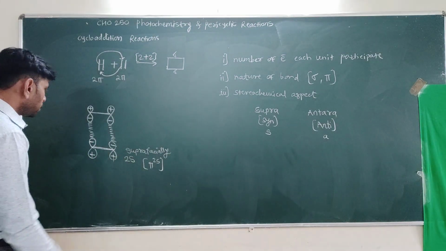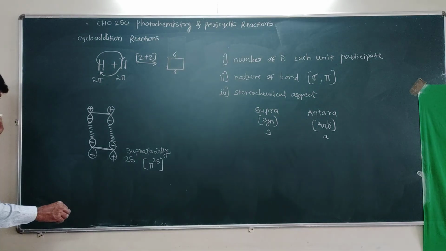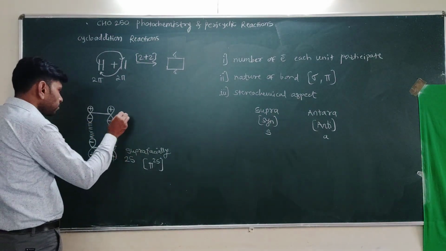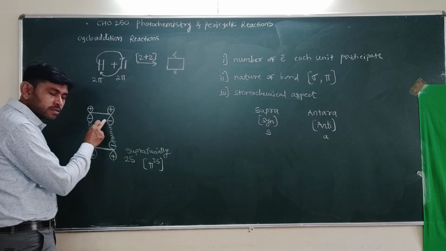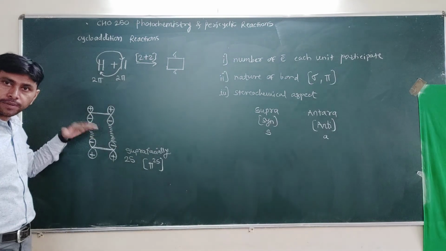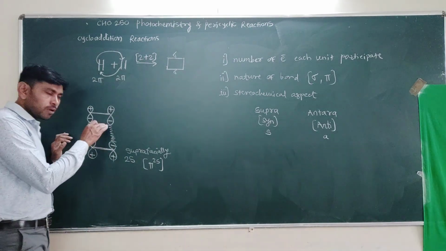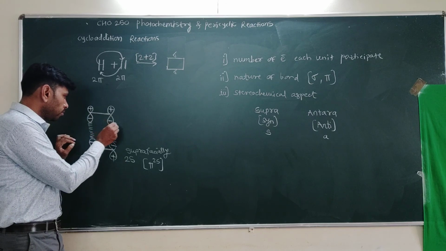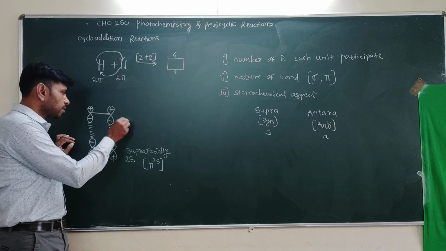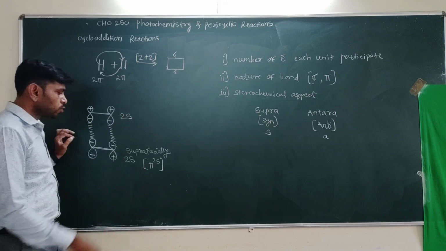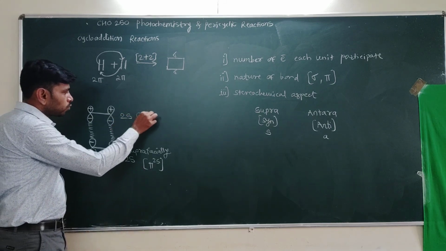Okay. Now in a similar manner, this other 2 pi electron system, both the lobes are from the same side, either below or above. But here below lobes are used. So these are lobes from the same side. So this also acts suprafacially. So we can write 2s or pi 2s.